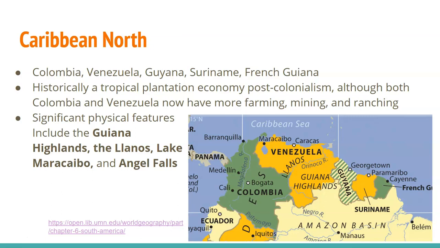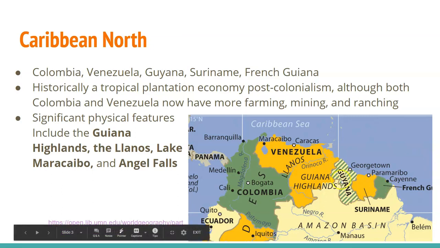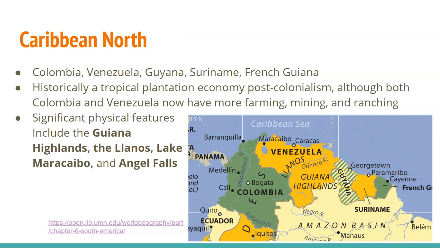Okay, so historically, we very much had a tropical plantation economy after colonialism. Again, a majority of this area here would have been ruled by the Spanish, with the exception of these three right here. Guyana would have been controlled by the British, Suriname by the Dutch, and then French Guiana is still controlled by the French, although Venezuela and Colombia both would have been controlled by the Spanish.